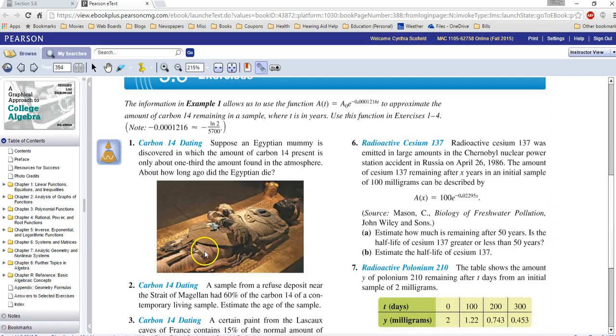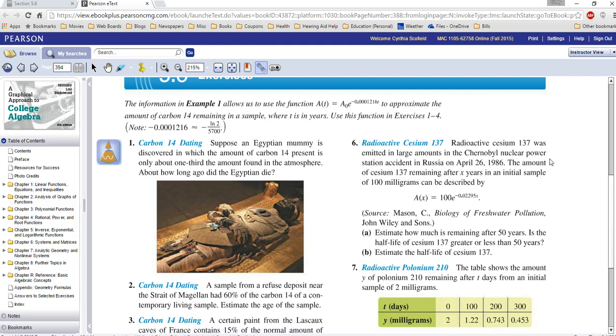All right, next question. Has to do with radioactivity, cesium-137. That was number 6. Radioactive cesium-137 was emitted in large amounts in the Chernobyl nuclear power station accident in Russia on April 26, 1986. I remember when that happened. Recently, I've been seeing articles about lingering effects of the radioactivity. The amount of cesium-137 remaining after x years, from an initial sample of 100 milligrams, can be described by the exponential function A of x equals 100 times e to the negative 0.02295x.